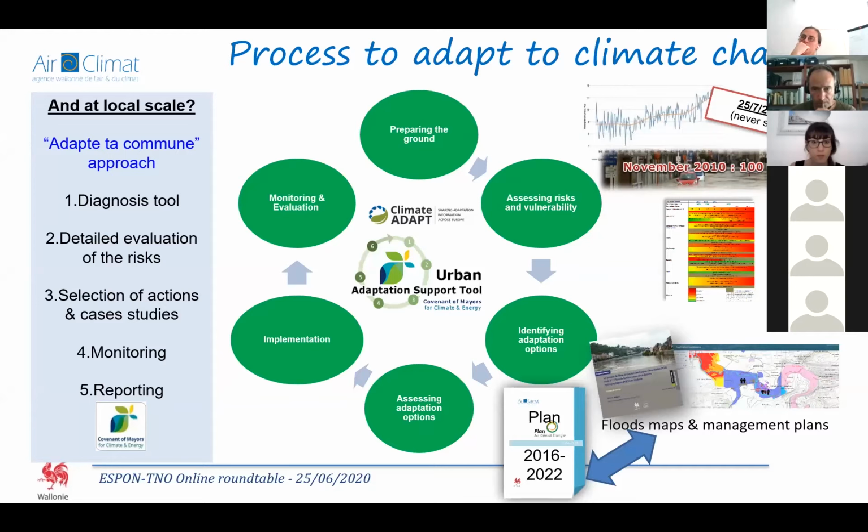Then we have map support for detailed evaluation of the risk. Then we have a website where you can select actions and read about case studies. Then you monitor your action and you can report them to, for example, the Covenant of Mayors. Next slide, please.